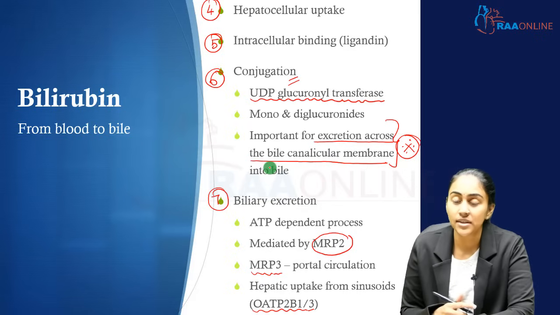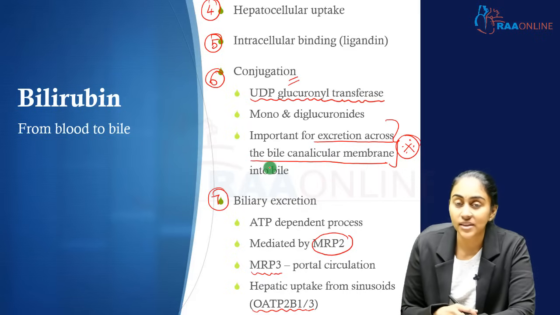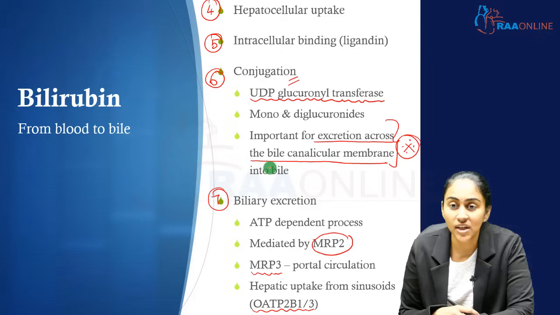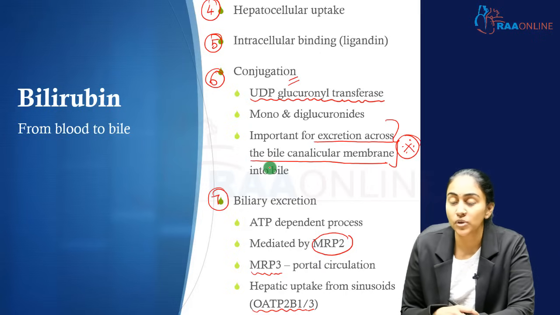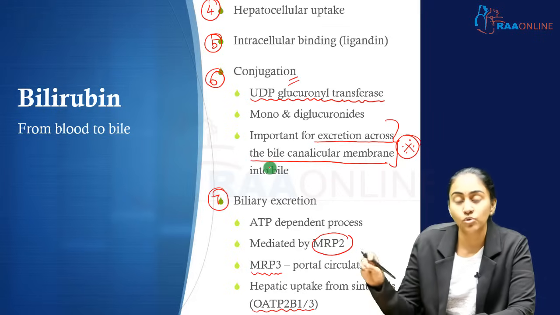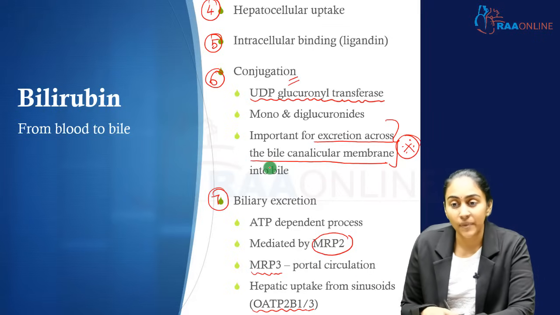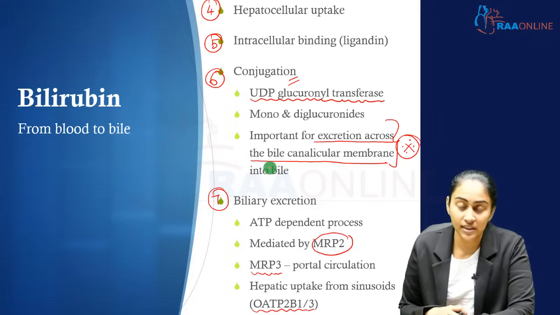And finally, it is subjected to the action of this enzyme called UDP glucuronide transferase, which is an important enzyme for conjugation. So, bilirubin is converted into bilirubin mono and diglucuronide, and this is very important because this is the only way in which it will be excreted through the bile canalicular membrane into the bile itself, and this is the rate limiting step.